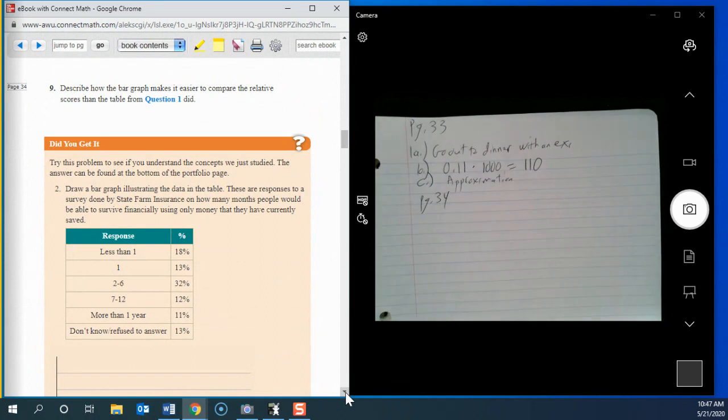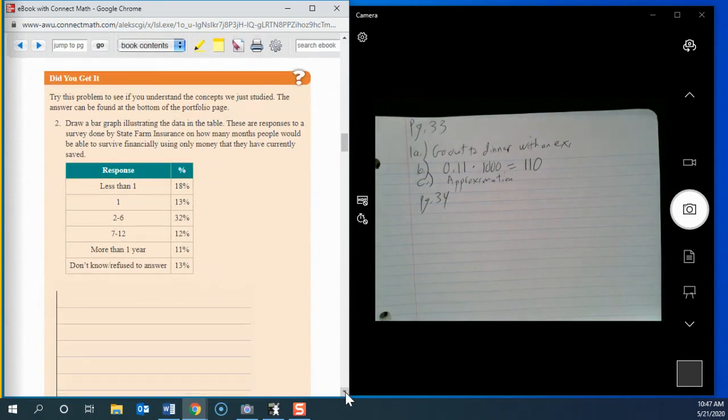It says, try this problem to see if you understand the concepts we just studied. The answer can be found at the bottom of the portfolio page. It says, draw a bar graph illustrating the data in the table. These are responses to a survey done by State Farm Insurance on how many months people would be able to survive financially using only money that they have currently saved.